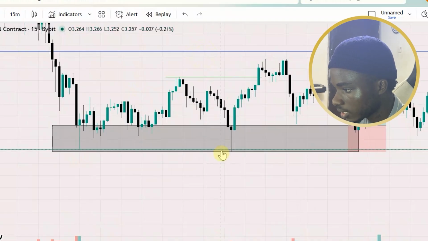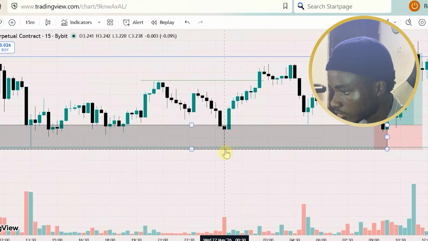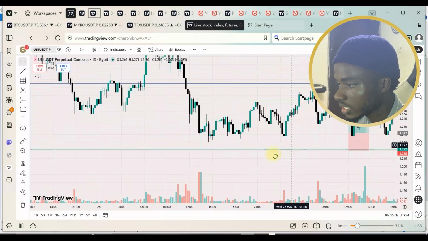You can see this particular candle here. So I'm going to zoom in. This particular candle here swept liquidity at the low. Once this happened, I'm waiting for a market structure shift. So that's what happened here.